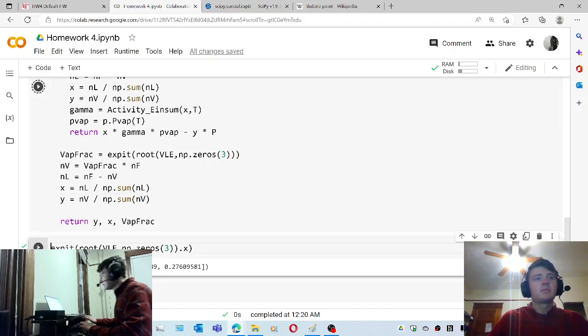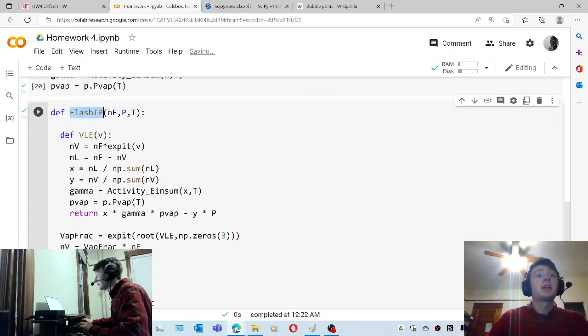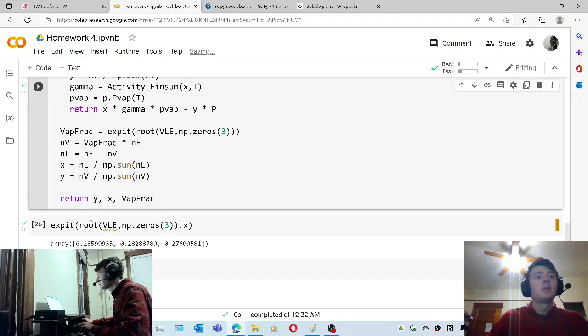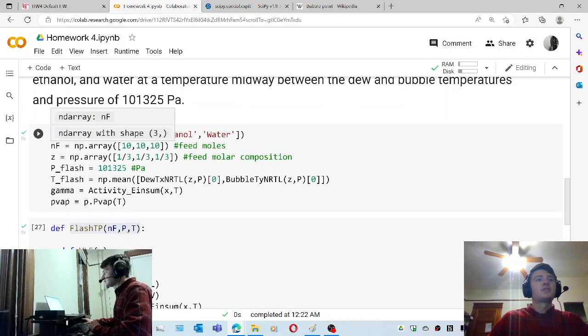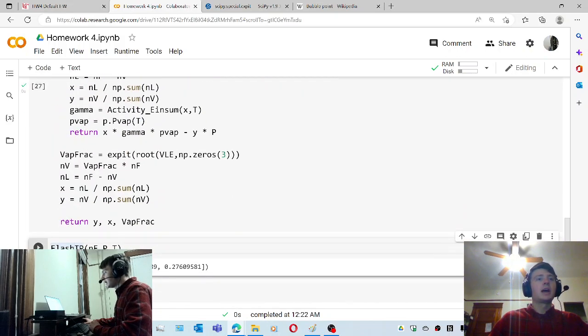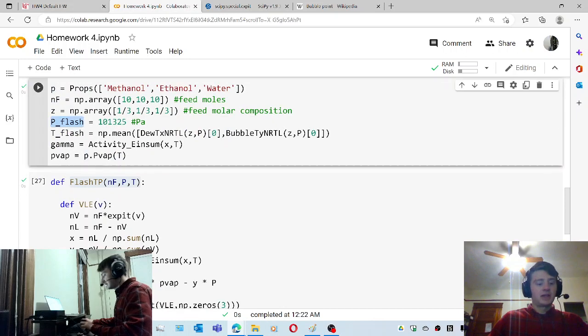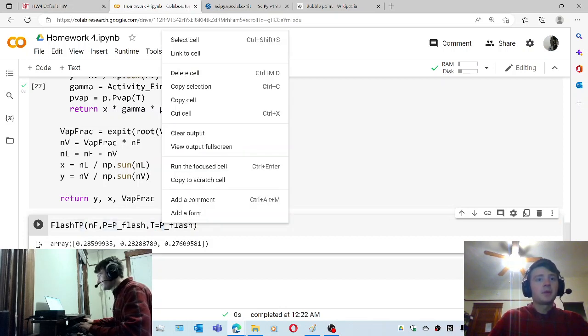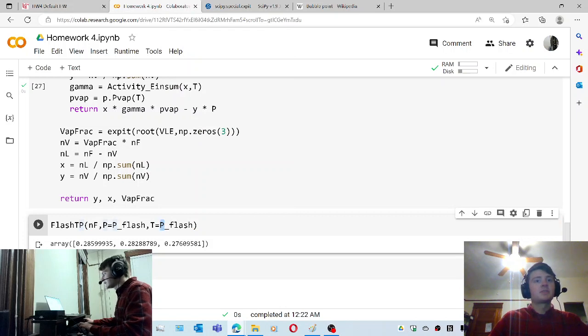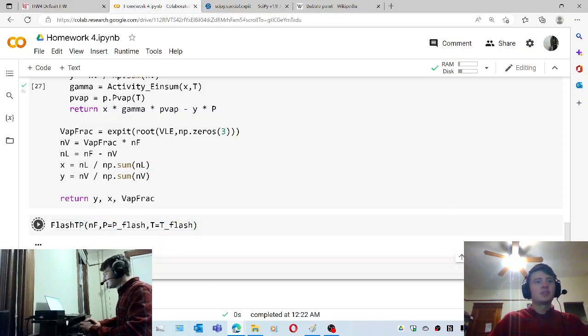Let's go ahead and run this function. It ran okay, and it didn't give me any errors. Now let me run a flash temperature pressure calculation. NF is just this variable from up above. P, I need to specify as the P flash, and then T is going to be equal to the T flash. Sweet. Little inside joke, I guess.